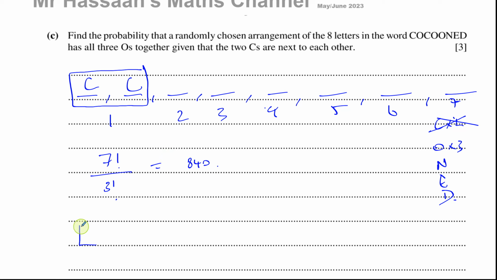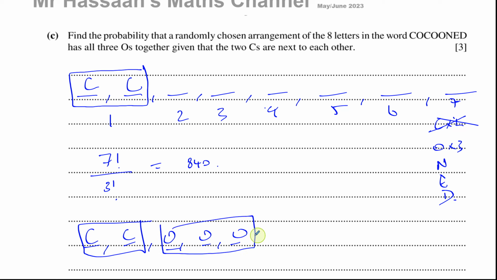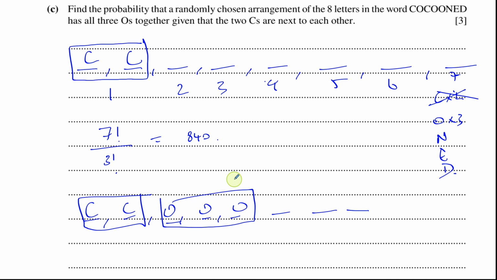I have to think about that. So I've got to think about the 3 O's being together and the 2 C's being together. So let me just do the same thing again. We've got the 2 C's, but then we also have 3 O's. 1, 2, 3. Okay, so this is one block, and this is another block. So we got 1, 2, 3, 4, 5, 6, 7, 8. So here the number of things that we have to arrange is 1, 2, 3, 4, 5.